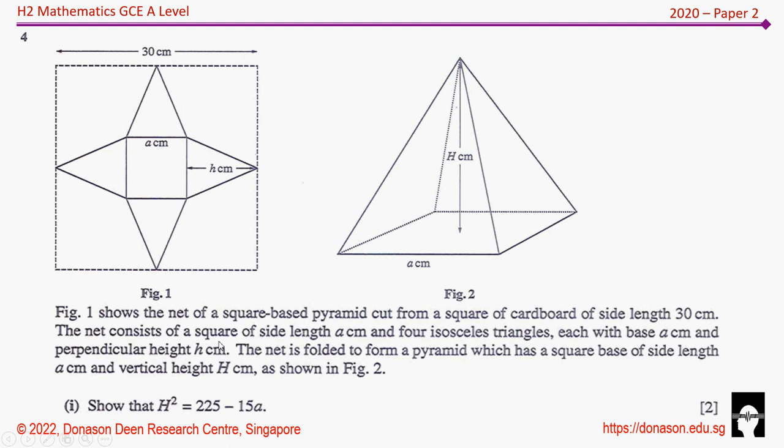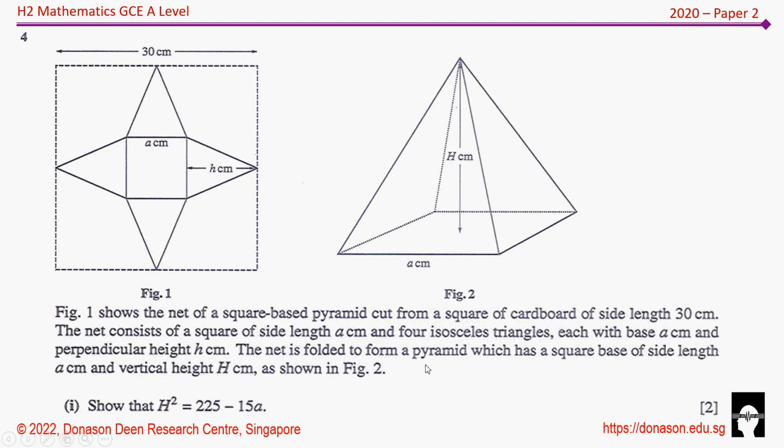The net consists of a square of sides a cm. You can see on figure 1 as well as in figure 2 that the length of this square is a cm, and 4 isosceles triangles, which is 1, 2, 3, 4, which represent the 4 sides of the pyramid. They are all isosceles, so it's a regular pyramid, each with a base of a cm and perpendicular height of h. This small h refers to the height of the isosceles triangle on one of the faces. So this capital H refers to the height of the pyramid.